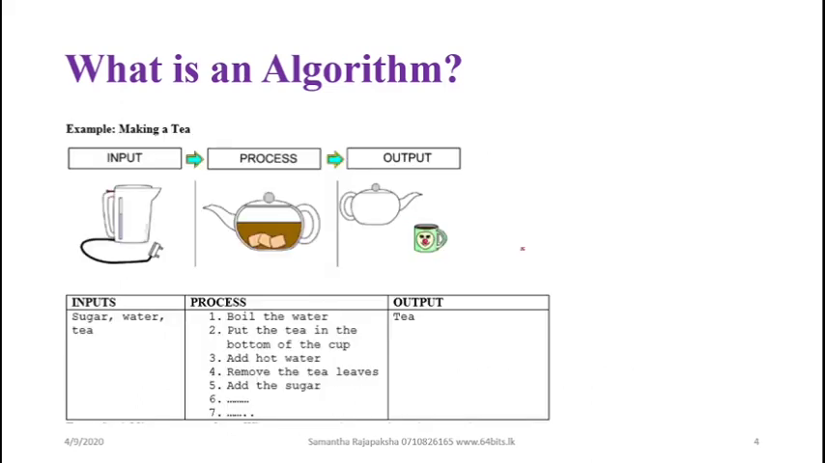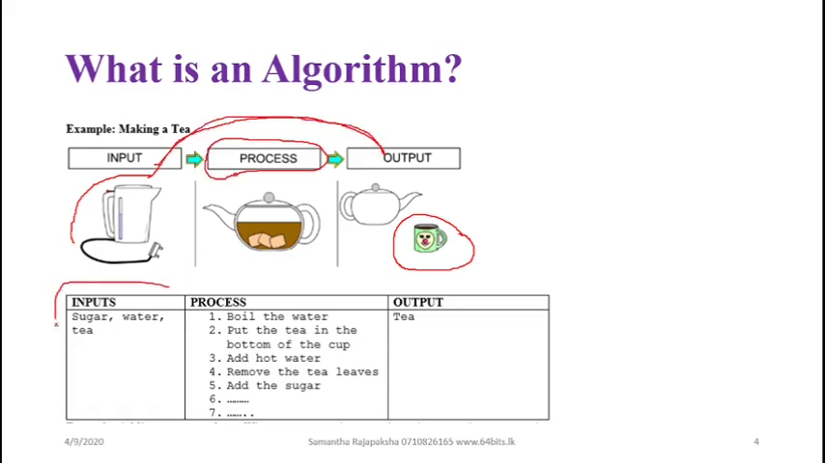If you take a very simple example, making a tea. Making a tea, we have some inputs. What are the inputs? The sugar, water, tea. And what's the output we want? We want a cup of tea. Then to make a tea, there are some steps. This is what we call the process. The process is the one which will convert input into outputs. That means these materials will be converted into tea.